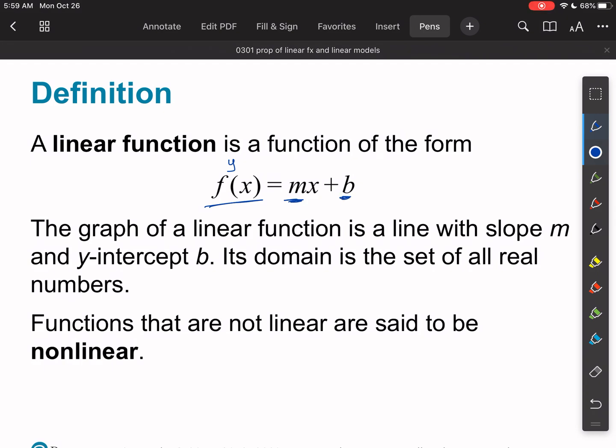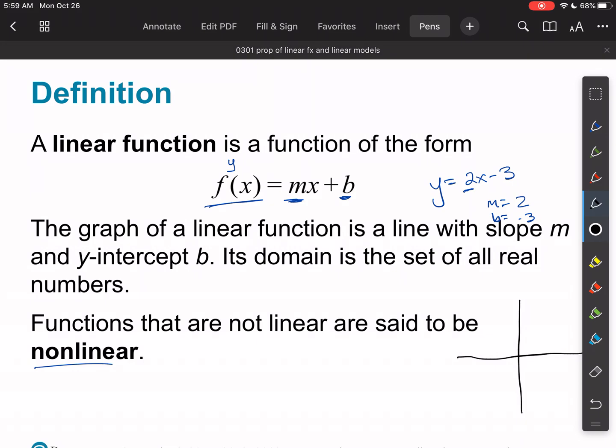Functions that are not linear are said to be nonlinear. So if I have something like y is equal to 2x minus 3, you should be able to identify that 2 is the slope, so m is equal to 2, and b, the y-intercept, is equal to negative 3. So one way to go about graphing this is as follows.